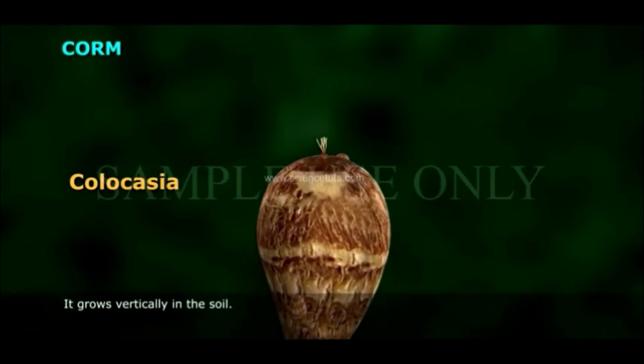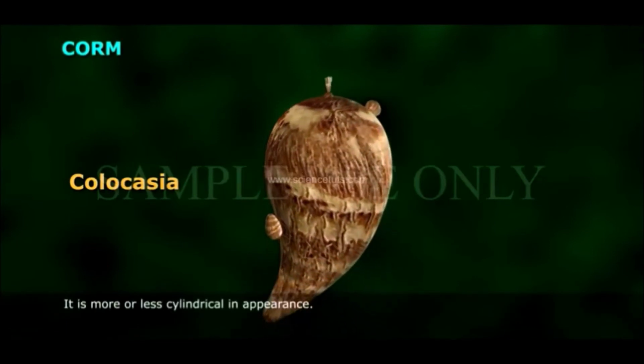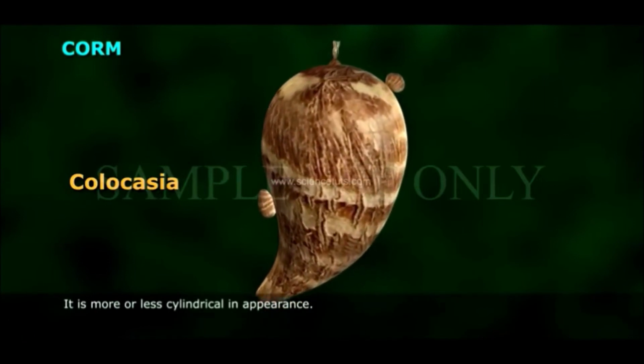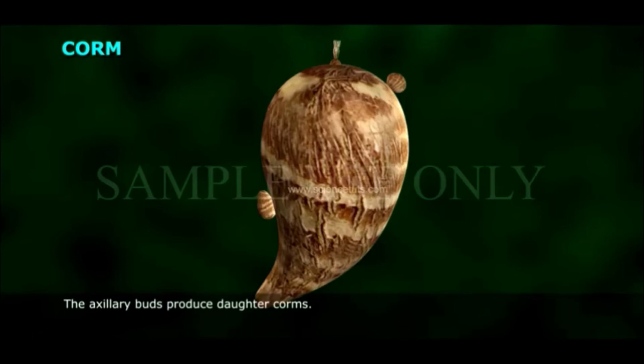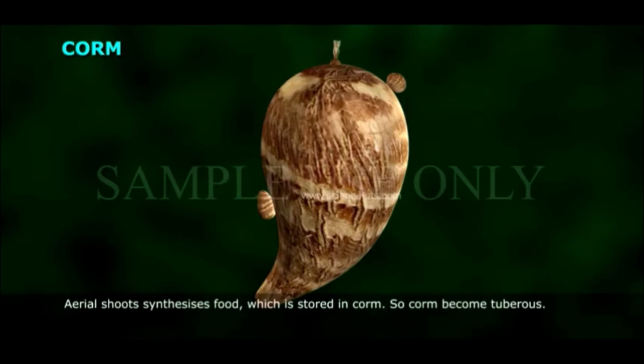Corm. It grows vertically in the soil. It is more or less cylindrical in appearance. It bears nodes and internodes. At the nodes, scale leaves are present. The axillary buds produce daughter corms. The apical bud is big and produces the aerial shoot. The aerial shoot synthesizes food, which is stored in the corm. So the corm becomes tuberous.